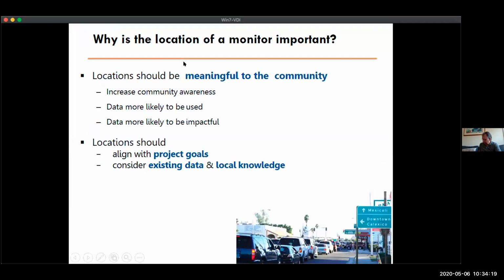The last thing I'm going to talk about before I hand it over to Christian is the location of a monitor. The location of a monitor should be really meaningful to the community. You should think about your project goals. Is it going to increase community awareness? Is the data more likely going to be used? Is the data more likely going to be impactful for the community? You really want to consider inputs from the community when thinking about locations, because they have a lot of on-the-ground knowledge of the different sources of pollution in the area, but also what they want to try and measure and what's really important to them.